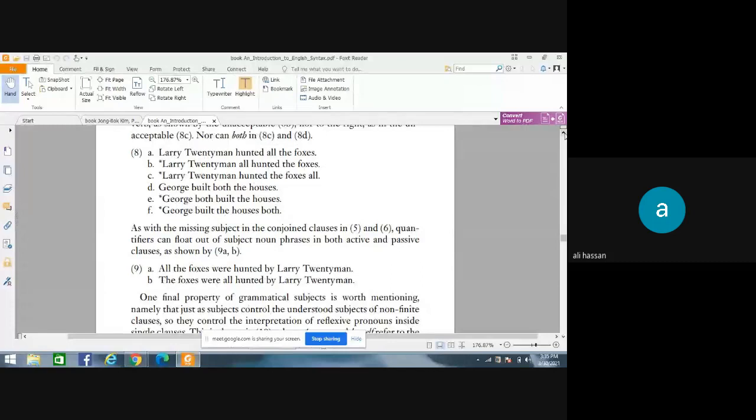Yes, sir. And Larry's 20 men hunted all the foxes. Here, in all the foxes, all is part of the object, so it cannot move around. Now you can't say Larry's 20 men all hunted the foxes, wrong. Larry's 20 men hunted the foxes all, wrong. George built both the houses, correct, part of the object. Now you can't move it. George both built the houses, wrong. George built the houses both, wrong. So when quantifiers like all and both are part of the object, they cannot float. But when they are part of the subject, they can move around, they can float.